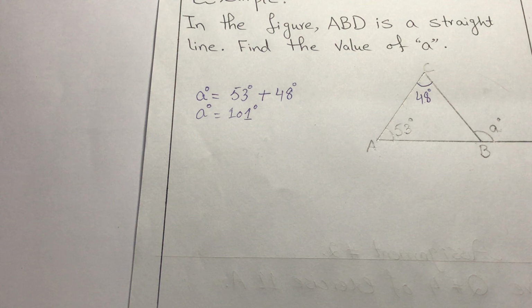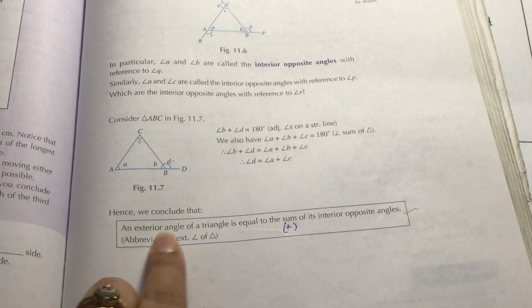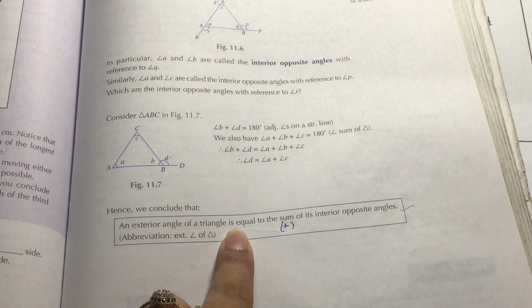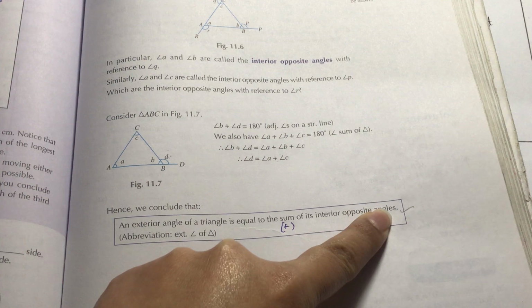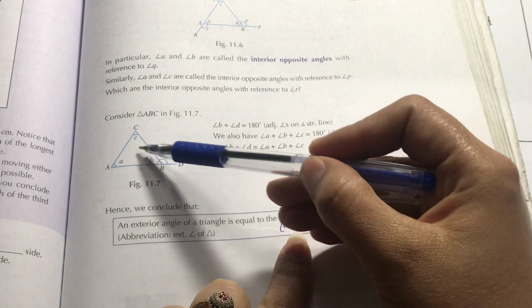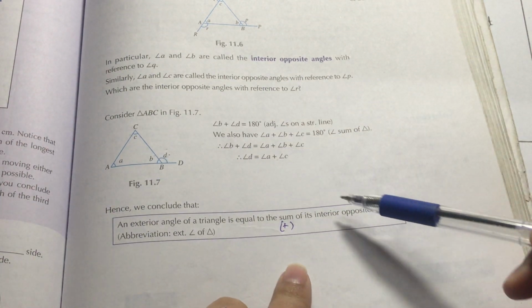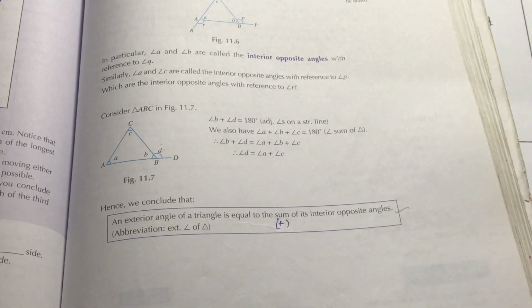Hope you have understood the property and you have understood how to solve the sum. Let's revise the property again. The property says an exterior angle of a triangle is equal to the sum of its interior opposite angles. And you all know interior angles are the angles that are marked inside the triangle, and an exterior angle is an angle that is marked outside of the triangle.